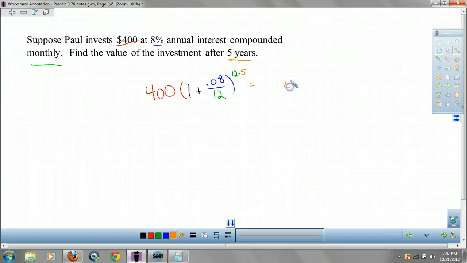So we get 400 times whatever this mess is. I'm actually just going to plug it into my calculator, to the 60th. I grab my handy dandy calculator, which I have right next to me, and I plug that in. And I get his investment will be worth $595.94. It's not so bad. It's free money.